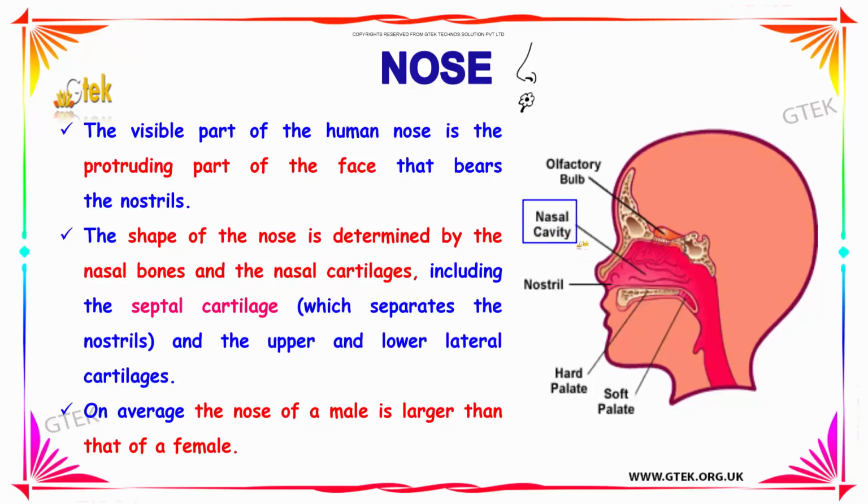Next we have the nasal cavity, to which the air passes once it enters your nostril. Your nasal cartilage includes your septal cartilage, which separates the nostrils, and the upper and the lower cartilages. On average, the nose of a male is larger than that of a female.